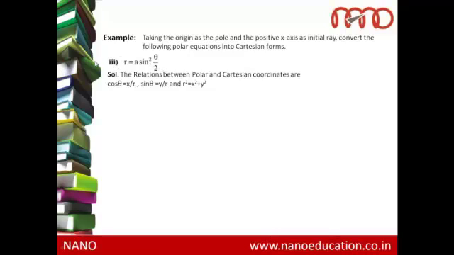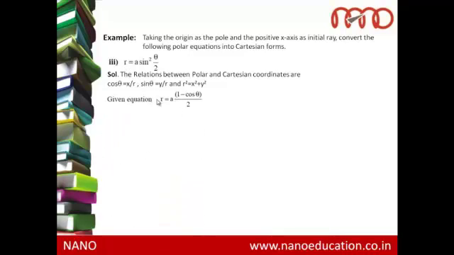And in this, let us use the same equations in a slightly different format. cos θ is x/r, sin θ is y/r, and r² is x² + y². In this question, it will be difficult to segregate r cos θ and r sin θ separately. So wherever I find cos θ, I will replace it by x/r. Wherever I find sin θ, I will replace it by y/r. And whenever r is left out, r² I will replace by x² + y².